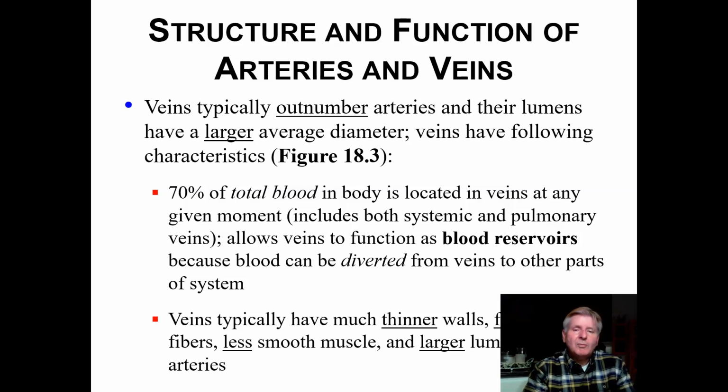Okay, now veins typically outnumber your arteries, and their lumens generally have a larger average diameter. Veins have a few characteristics that distinguish them from arteries. Approximately 70% of your total blood volume is located in your veins at any given moment, and that allows your veins to serve as blood reservoirs or capacitance vessels. That's because the blood can be diverted from the veins to other parts of your system, depending on the body's needs. Veins typically have much thinner walls, much less smooth muscle, and larger lumens than arteries.